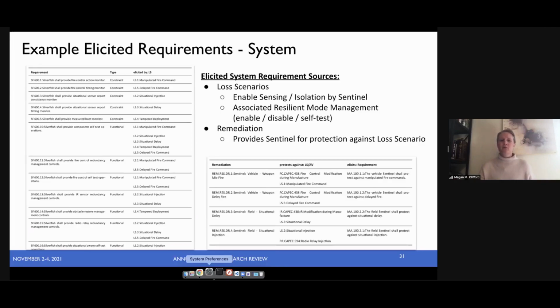So we have the requirement, our type, whether it is functional, and then too, what it's elicited by from the loss scenario. And then the remediation, we've also drawn and traced that out so that it protects against the loss scenario, and also the associated resilient mode, what is elicited, and the requirement that it's then drawn to as well.